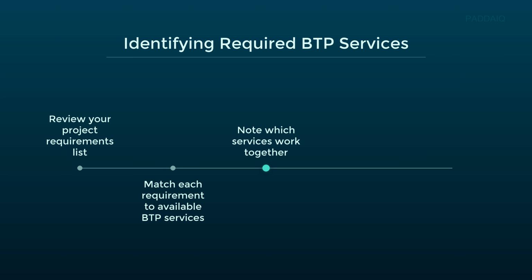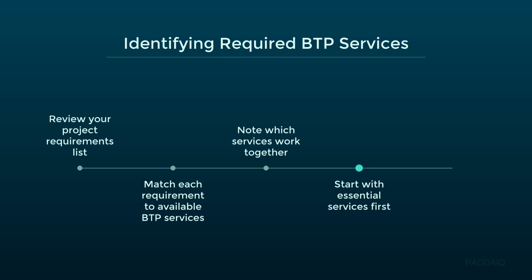Note which services work together. This means understanding how different BTP components connect to build complete solutions. For example, the SAP HANA Cloud Database service often works with the SAP Build Apps service to store and display business data for a custom application. Recognizing these connections is essential for effective solution design.